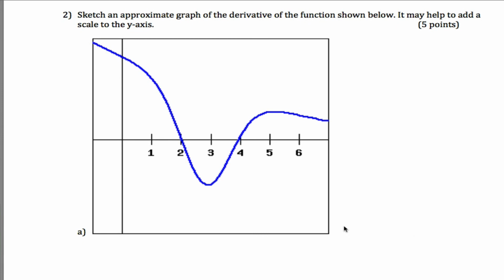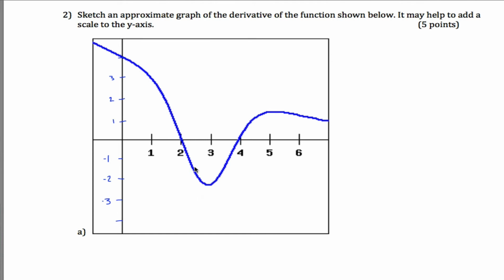Sketch an approximate graph of the derivative of the function shown below. It may help to add a scale. All right, so this picture, I just pulled it off Google, didn't have a scale. 1, 2, 3, 4. -1, -2, -3. Sure, there's a scale. Your scale may differ. I don't really care what you use for your scale. Just if you use a different scale, your answer will look slightly different.